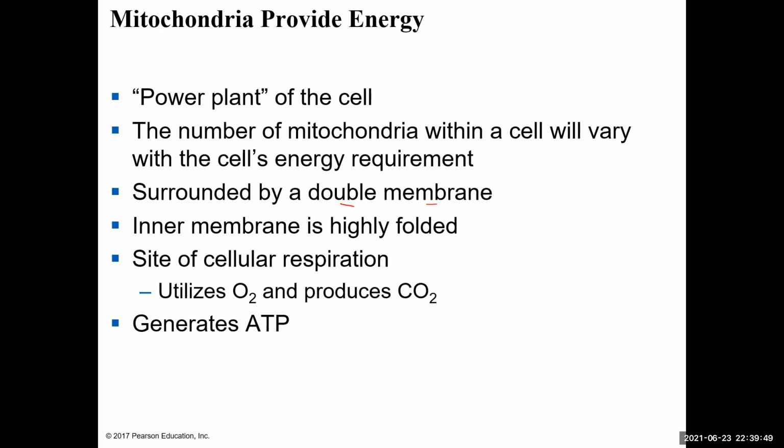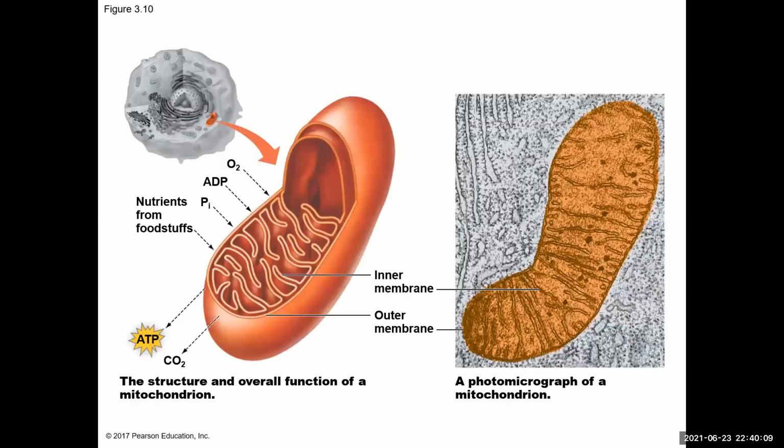But basically, cellular respiration takes oxygen and produces CO2 while also taking glucose and making ATP. All this happens in the mitochondria. Here we have an image of a mitochondria. So we have a micrograph. You can see the folds on the inside of that inner membrane.